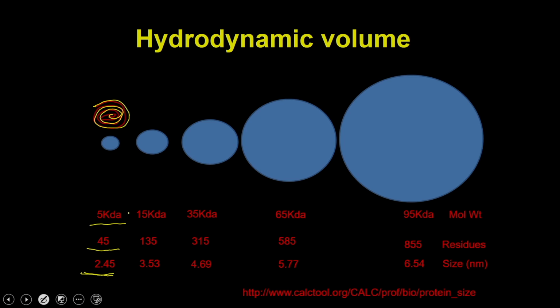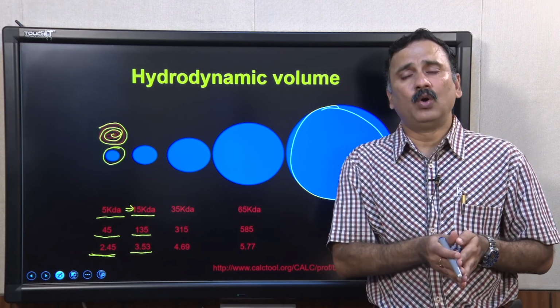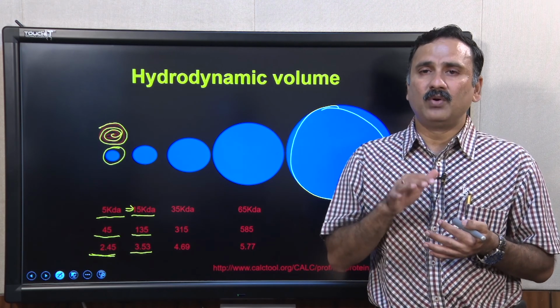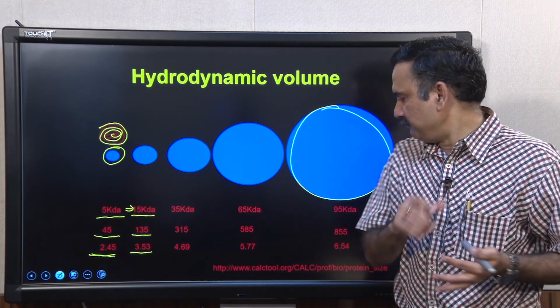Similarly, if I increase the size to 15 kilodaltons, you will see that the number of amino acids goes up to 135, and the size also goes up to 3.53 nanometers. Similarly, this is a small protein and this is a large protein, and all these sizes increase as you increase the molecular weight, which means for all globular proteins, the size of a protein is directly related to its molecular weight.